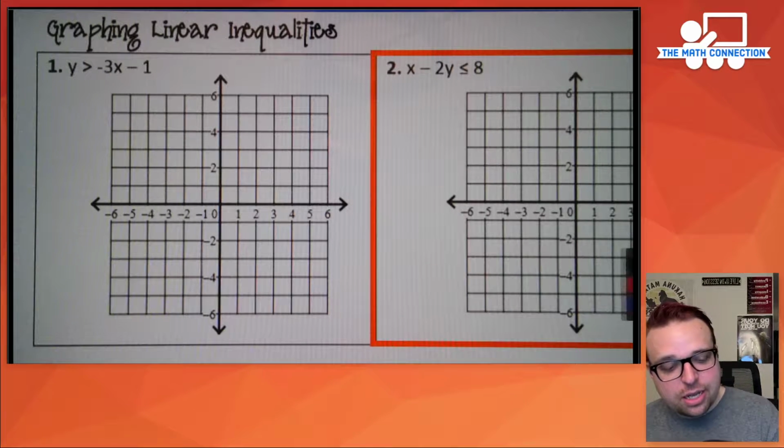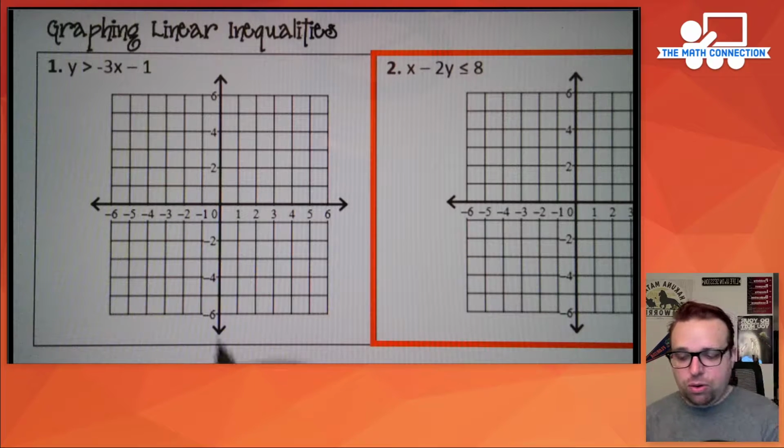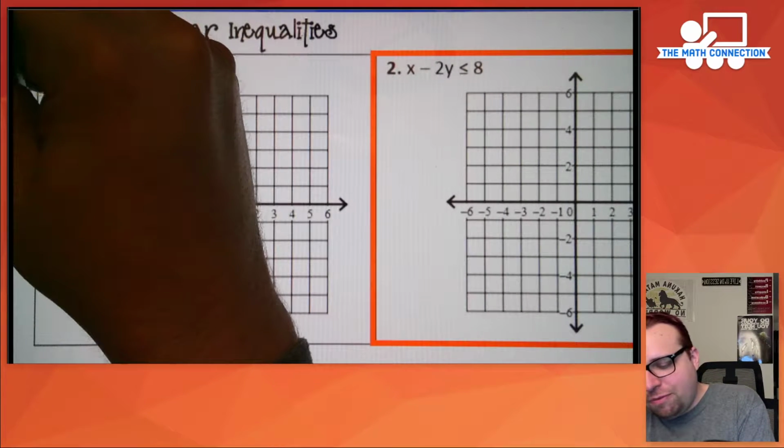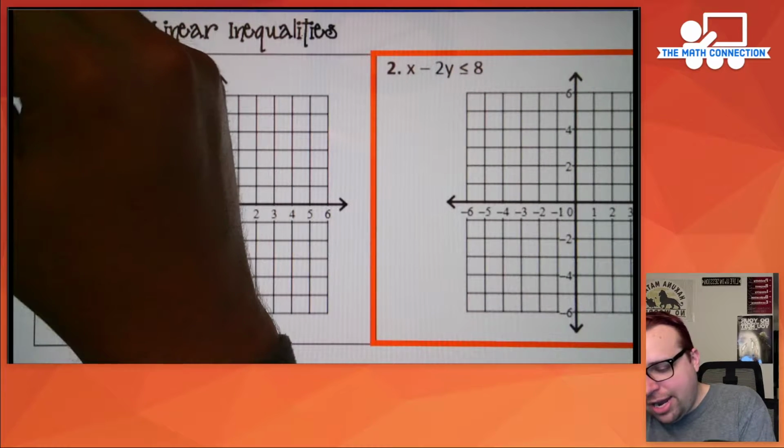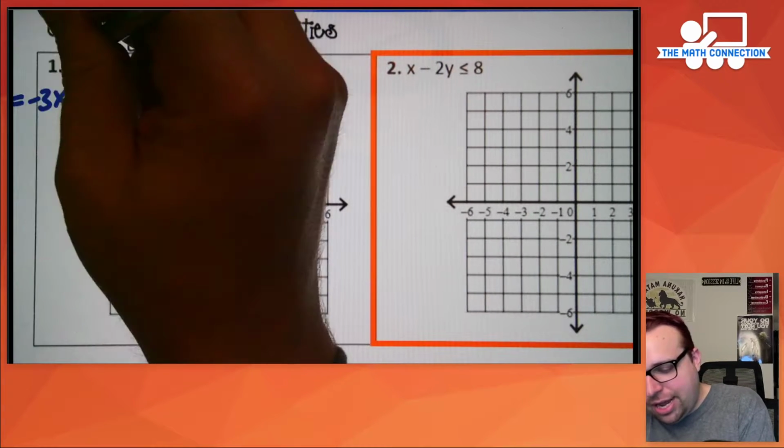If this is in slope-intercept form, whoops, we don't want a drawing, we want a shape. Un segundo, por favor. Okay, this would be y equals negative 3x minus 1.